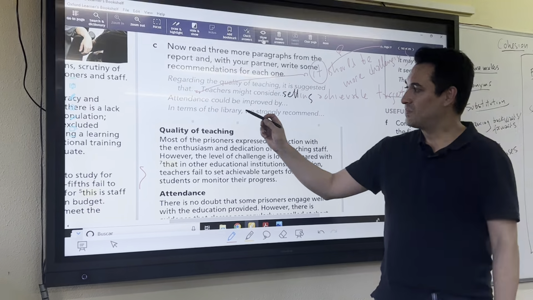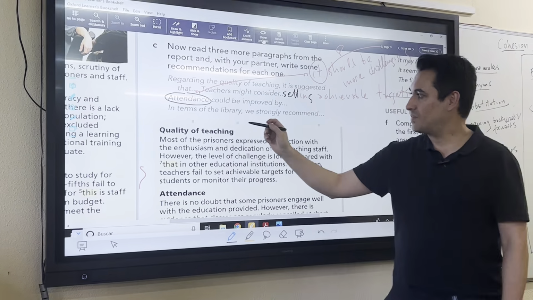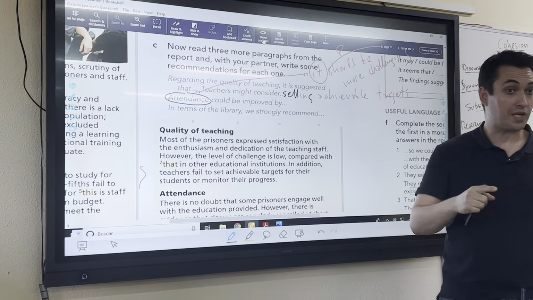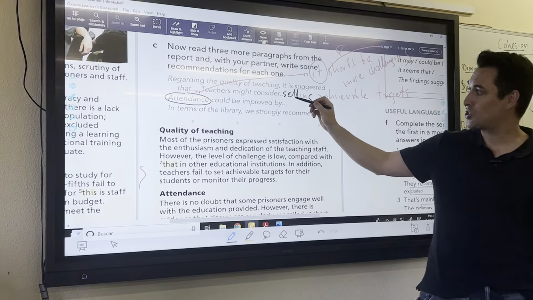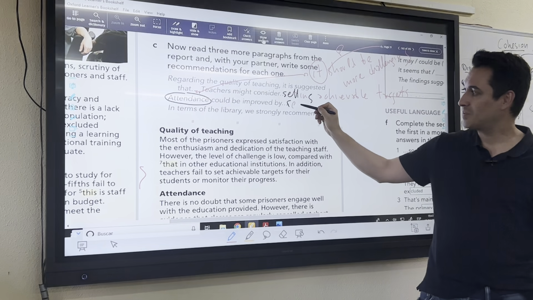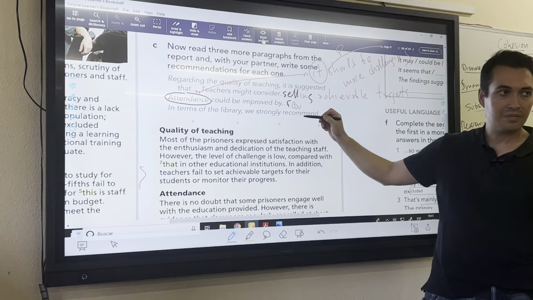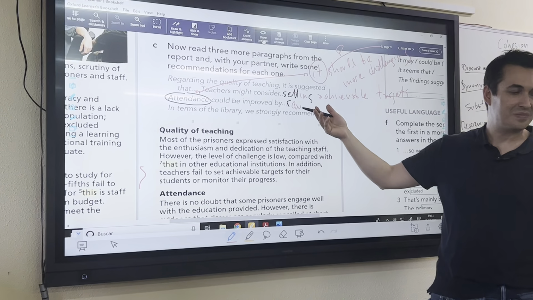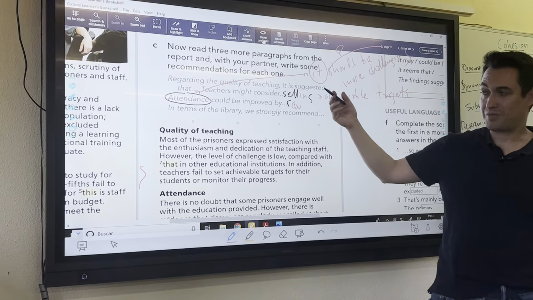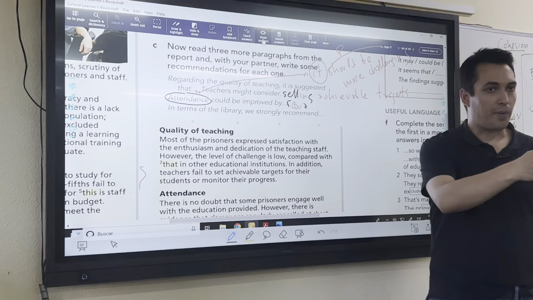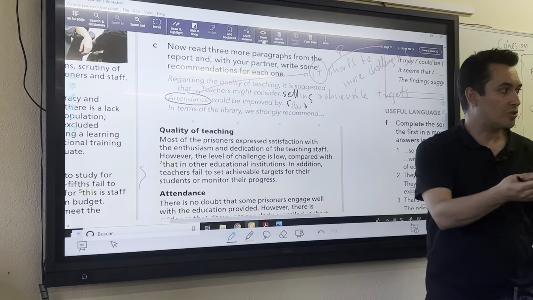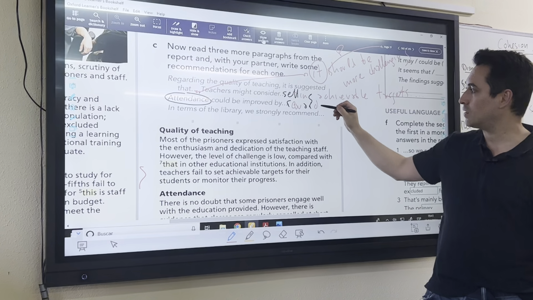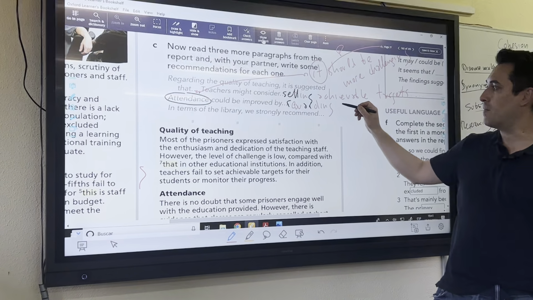Maybe more constant. We could encouraging inmates. Encouraging inmates. Okay, encouraging. I like it. But you could also say rewarding. Rewarding who? Attendance. Inmates, for example. Yeah. But yeah, the possibilities that you guys said are also okay. There is more than one possibility here. So rewarding inmates.